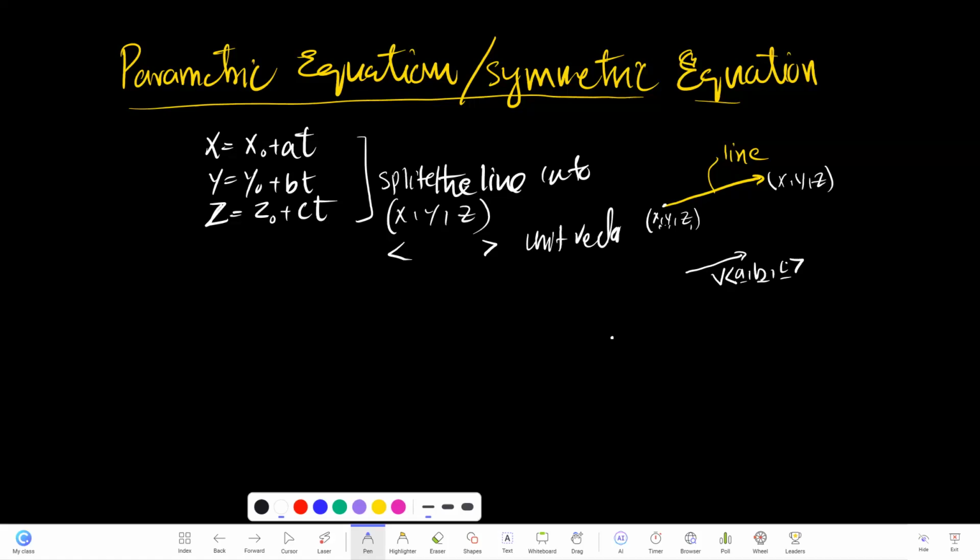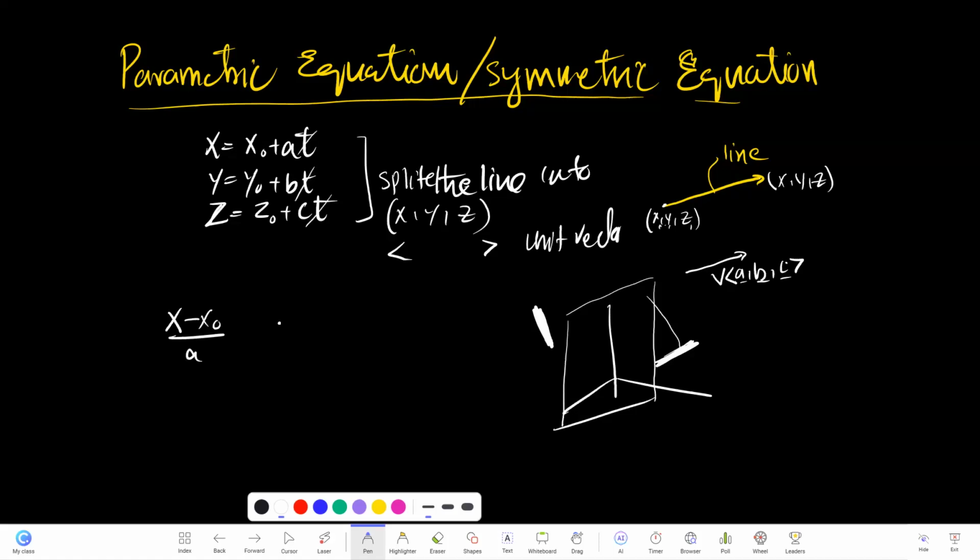So we did this one, and then we also wrote the symmetric equation. What does symmetric equation really mean? If I have a line here, I want to put a mirror somewhere here in the center, and reflect this line on the other side. So it's going to look like this. That is how you write the symmetric equation. You eliminate the t everywhere, and say x minus x naught over a must equal y minus y naught over b, and it must equal z minus z naught over c.